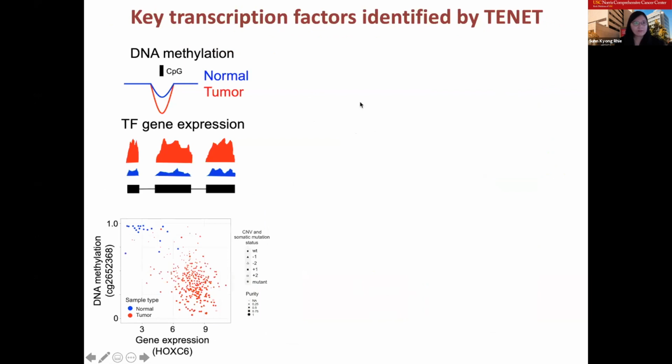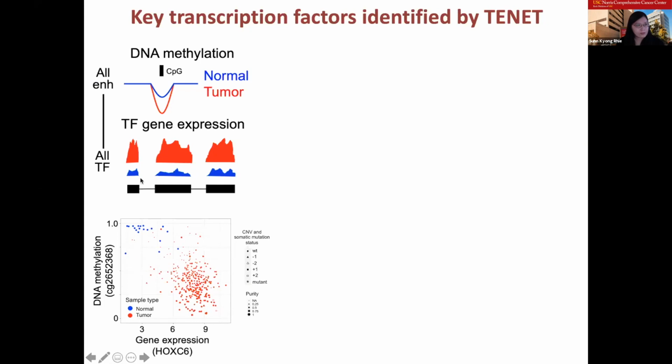And then TENET identifies key transcription factors linked to those enhancer activities. Other previous studies show that DNA methylation level for the enhancer regions is related to the transcription factor gene expression for the regions that are bound by this transcription factor. So we compare the DNA methylation levels and the transcription factor gene expression levels, making this scatter plot, and found that some enhancers and transcription factor gene expression are linked like that. So for example, tumors have low DNA methylation but higher gene expression, for example, HOXA6.